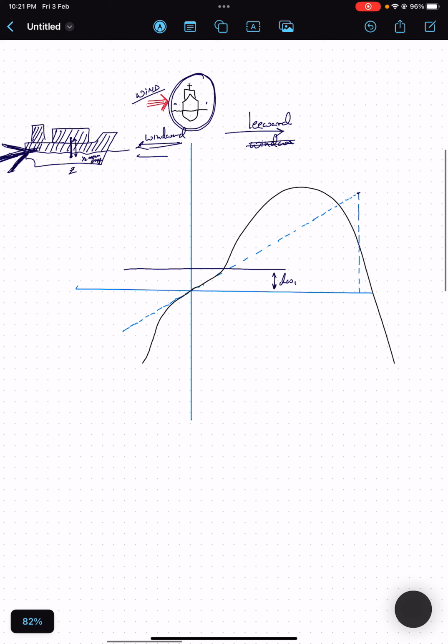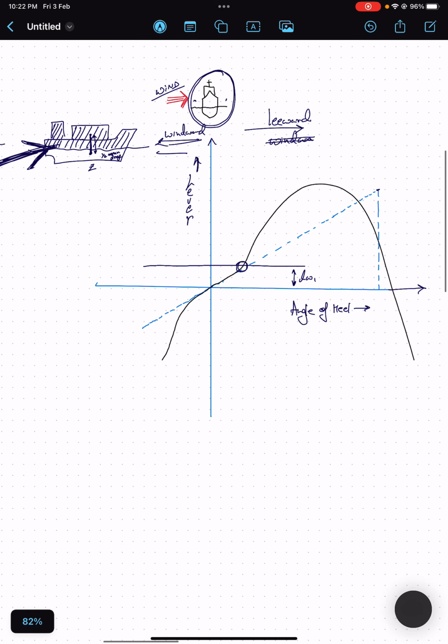Okay, I didn't mention one thing before. This graph that we have done is against angle of heel on the x-axis and lever on the y-axis. Now we already got LW1. On this graph we can see this point. What is this point? This point is the angle of heel under action of steady wind. Angle of heels are mentioned over here.